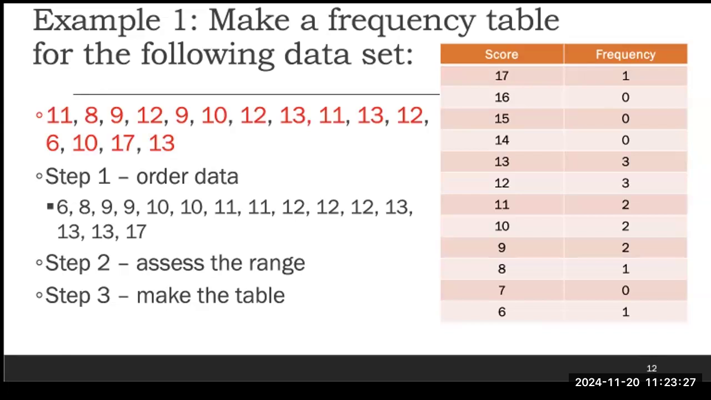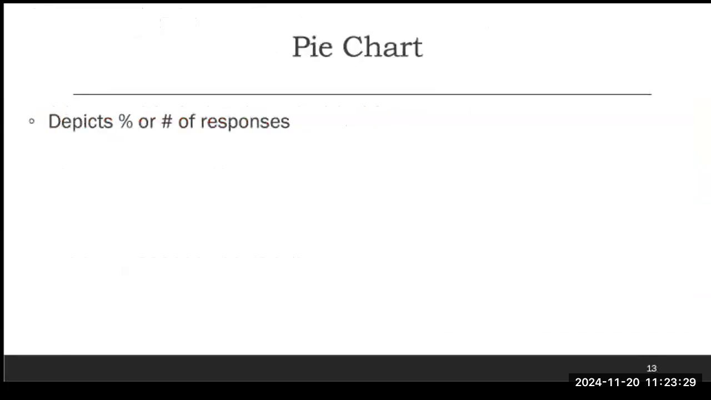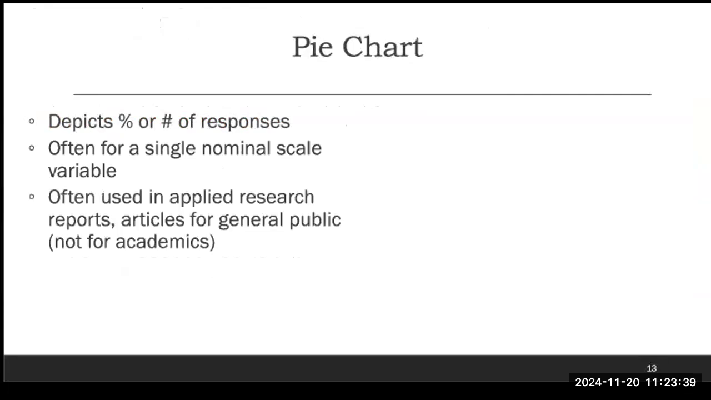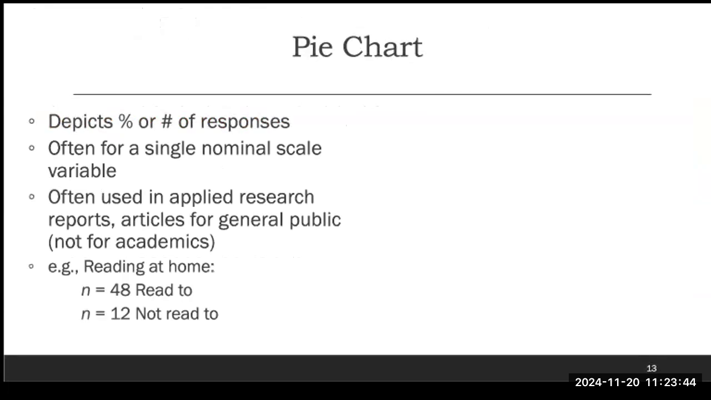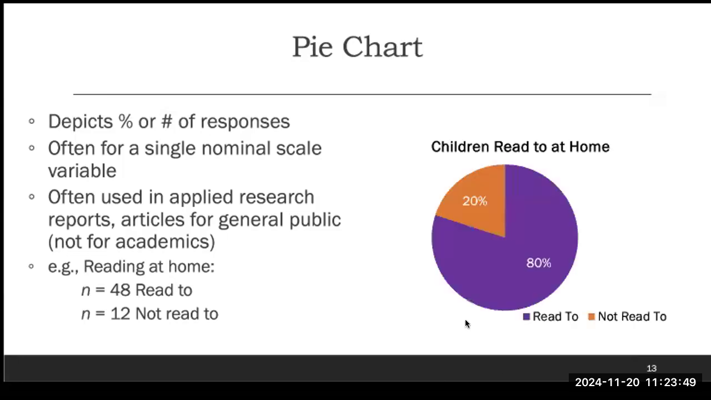All right, so how can we actually visually represent this frequency distribution? One way is through a pie chart. Usually we'd use a pie chart for a nominal scale variable. An example here is how many kids are read to at home versus not read to. You can do this as a percentage or by the raw value. Percentages are often more revealing. So here you have 80% of students were read to versus 20%.